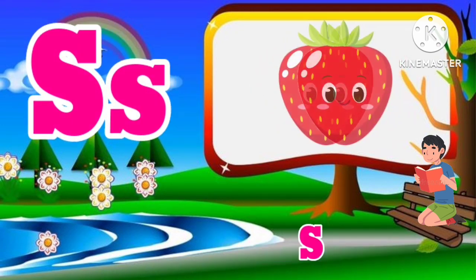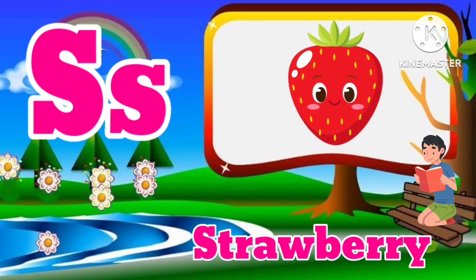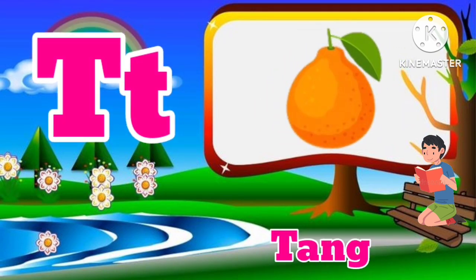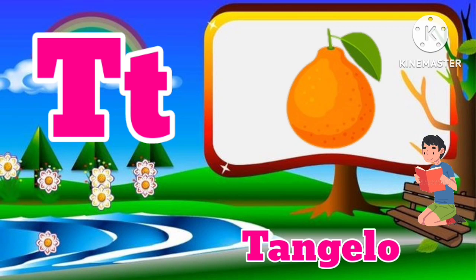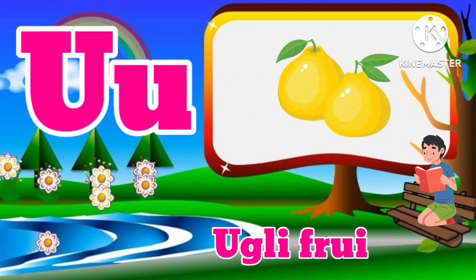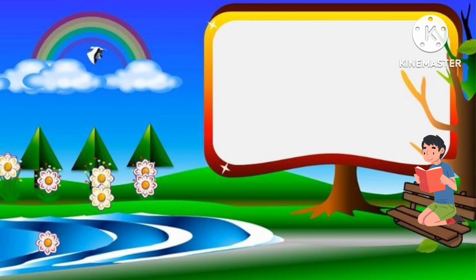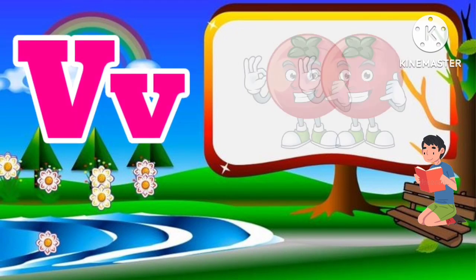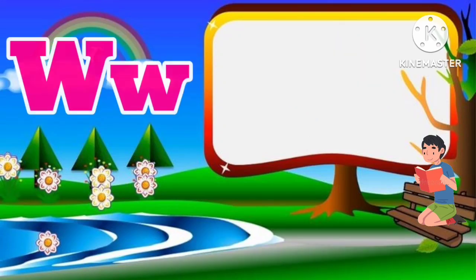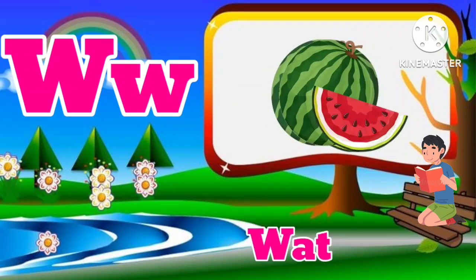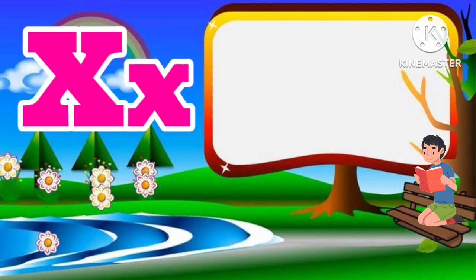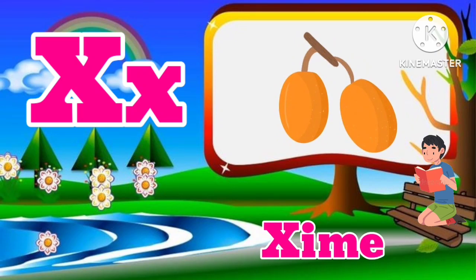S. S is for strawberry. T. T is for tangelo. U. U is for ugly fruit. V. V is for velvet apple. W. W is for watermelon. X. X is for zinnia.